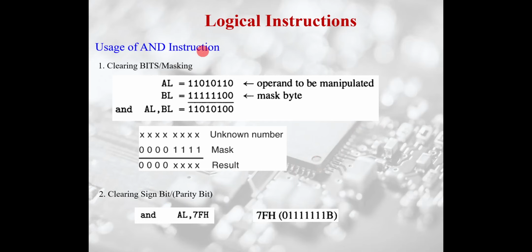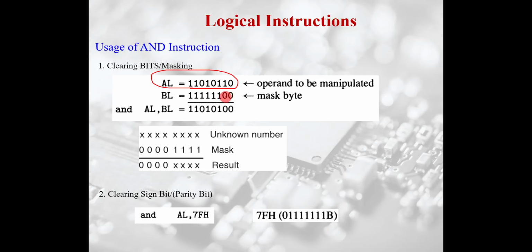Now, what are the uses? There could be many uses, but these are some of them. When I do an AND operation, suppose this is my original data, and I want to force zeros in the first two bits, the least significant bits. What can I do? I can do an AND operation with B.